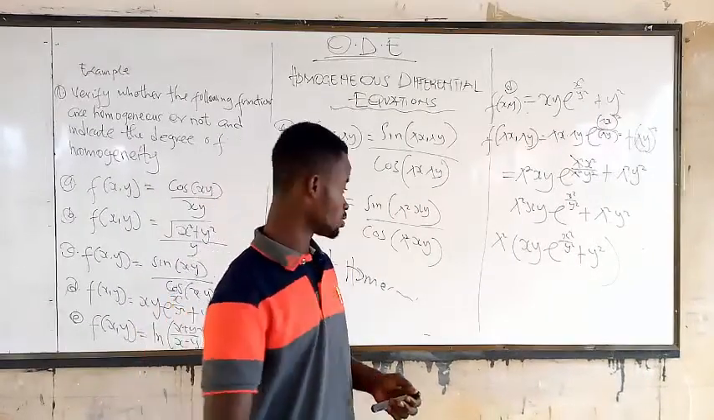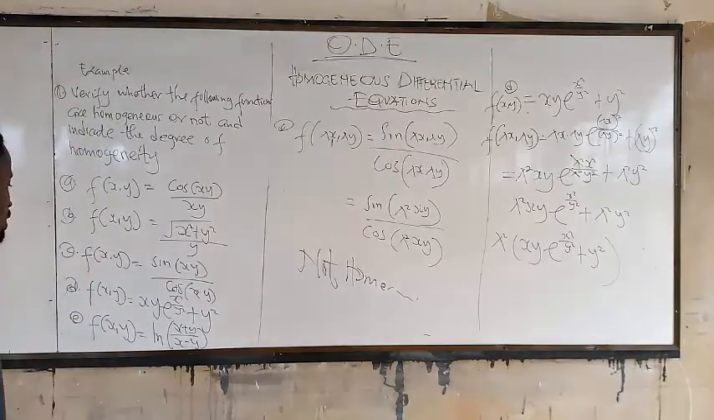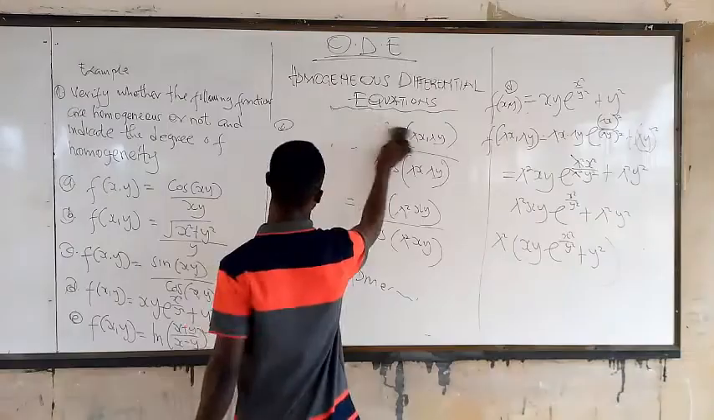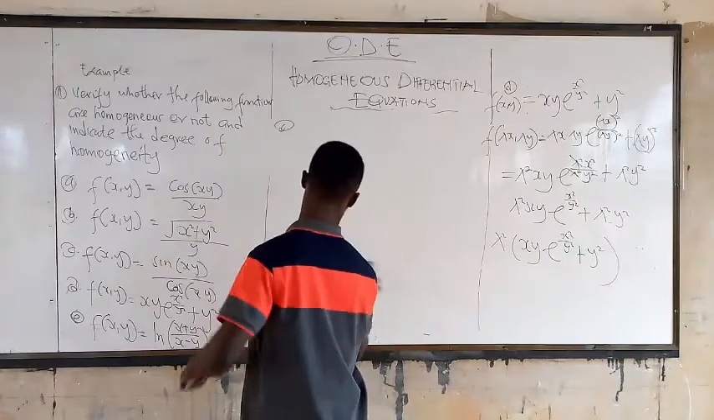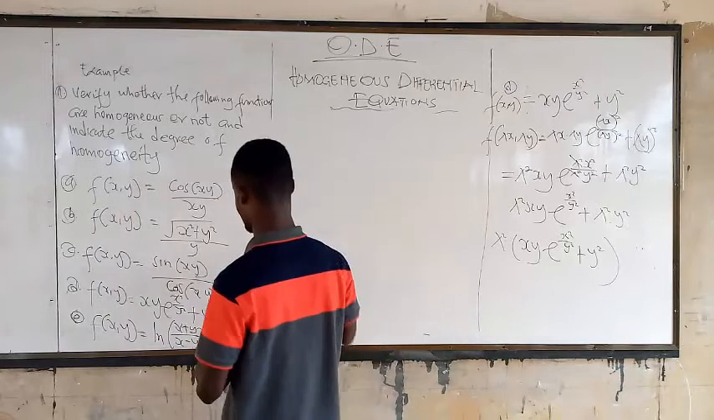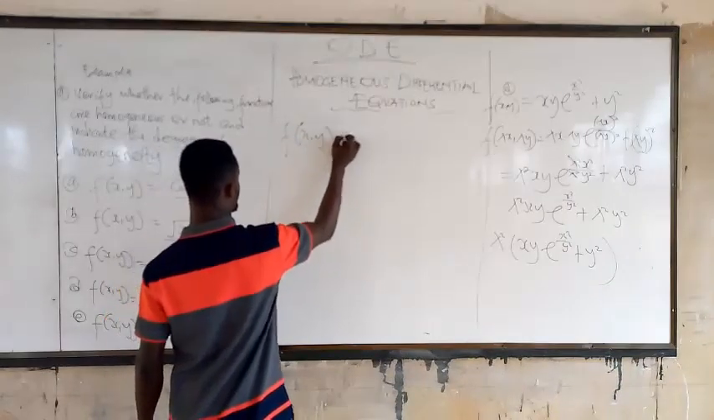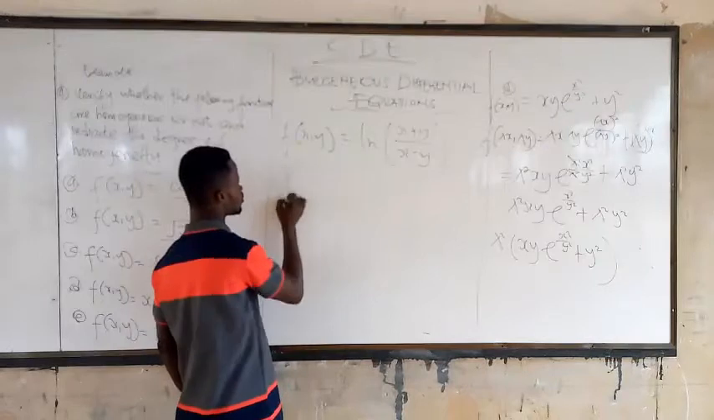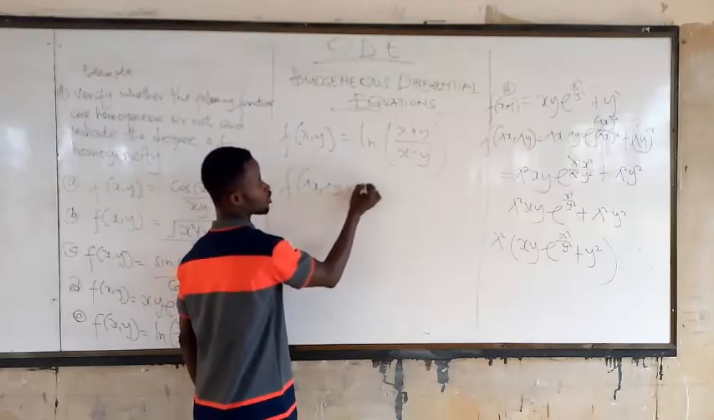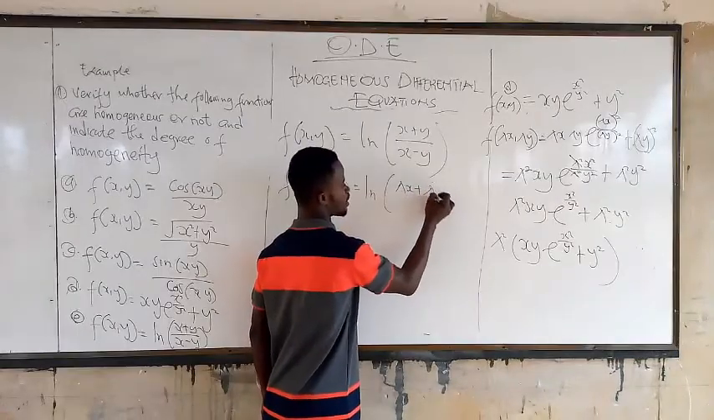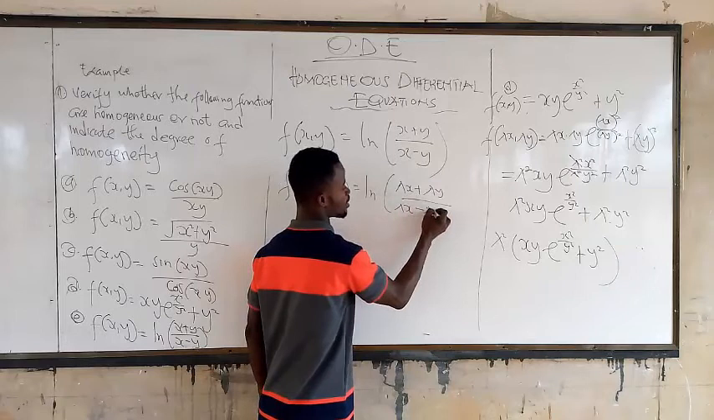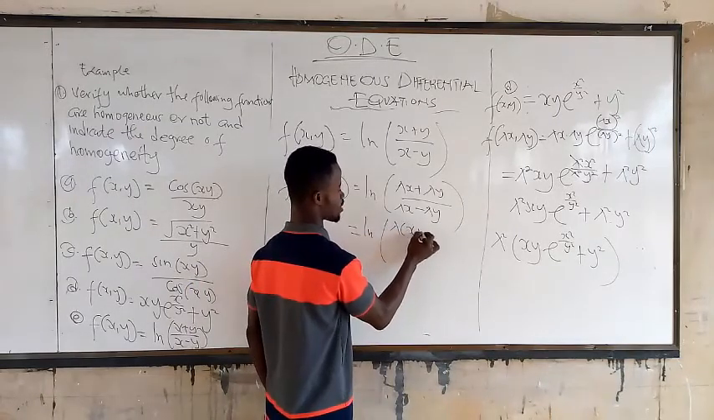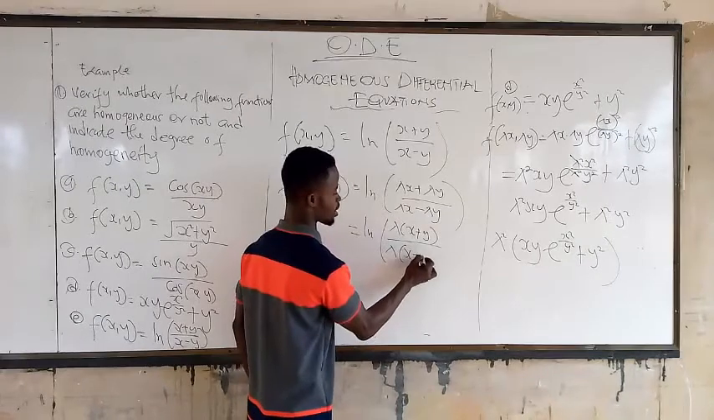All right, I would like you to try this next one on your own. It is ln of (x plus y) over (x minus y). So f of lambda x, lambda y is equal to ln of (lambda x plus lambda y) over (lambda x minus lambda y). So here we see ln of lambda (x plus y) over lambda (x minus y).